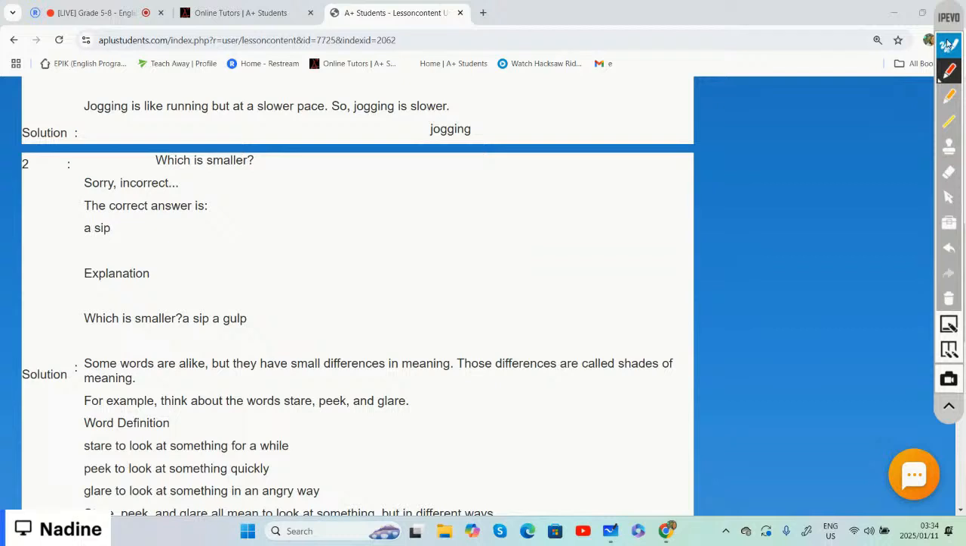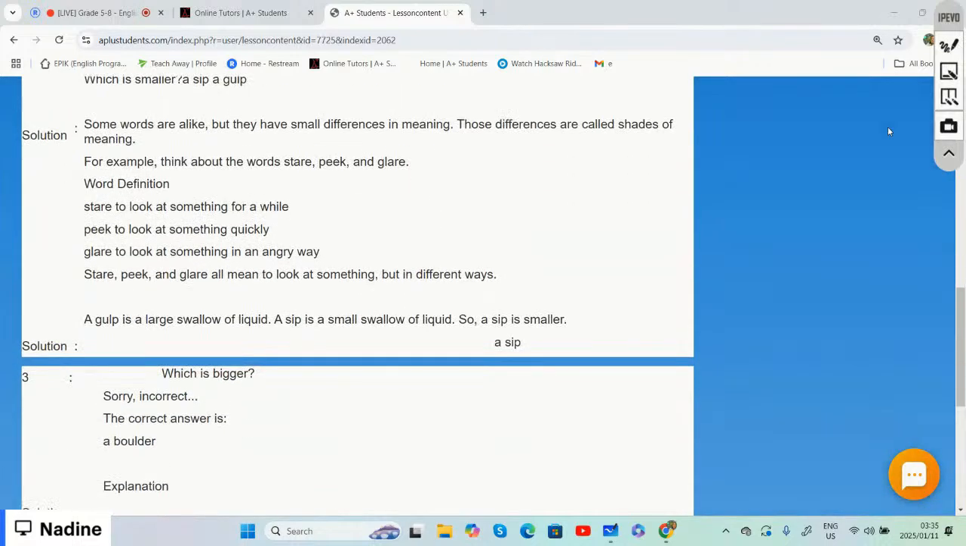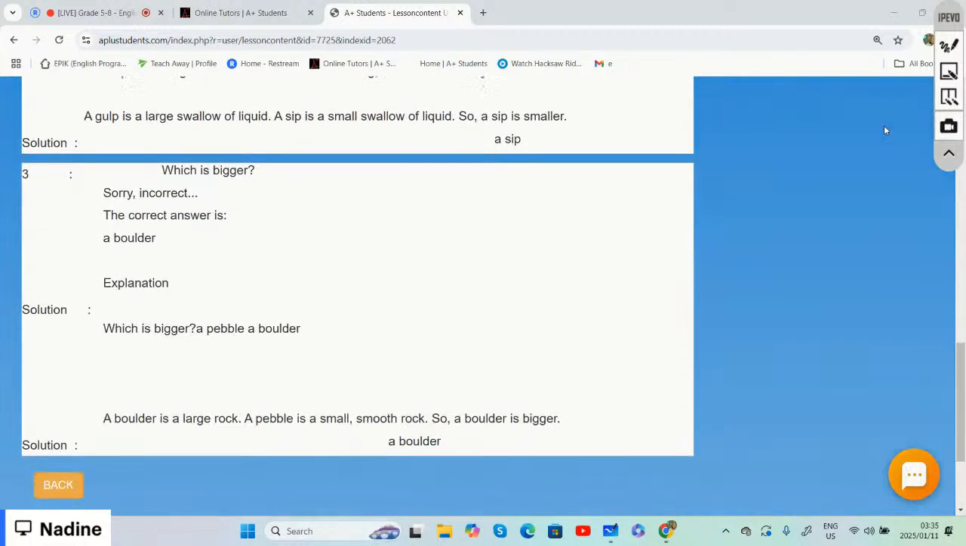Well done. So if you look at both of those words, taking a sip or gulping, both have to do with drinking something, whether it is water, soda, or whatever. It's just that one is taking a smaller drink of something, and the other one is gulping, and that we call shades of meaning, right? It's like swallowing liquid, but one is more of a sip and the other one is a gulp. Sip is smaller.